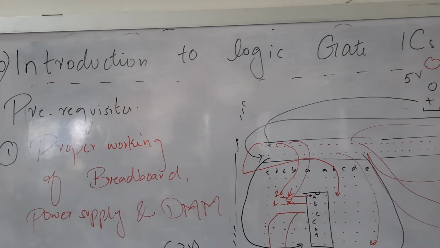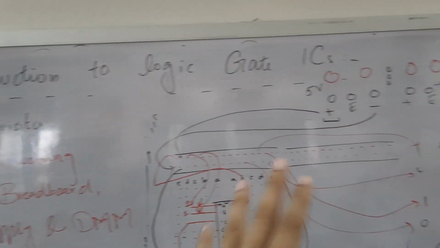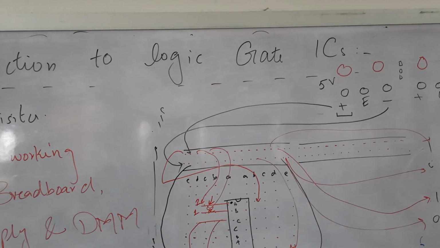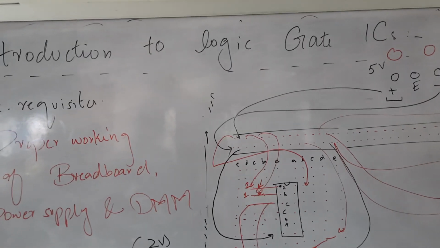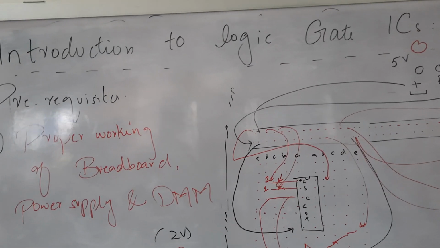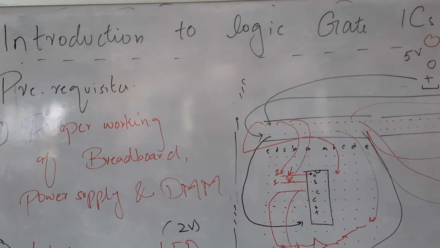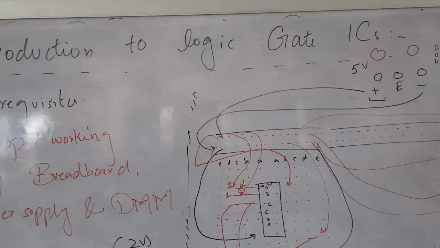So in this lab, which is Introduction to Logic Gate ICs, we introduce Logic Gate ICs, which are the ICs containing obviously logic gates: AND, OR, NOT, NAND, NOR, XOR. Almost every type of gate has a different IC.